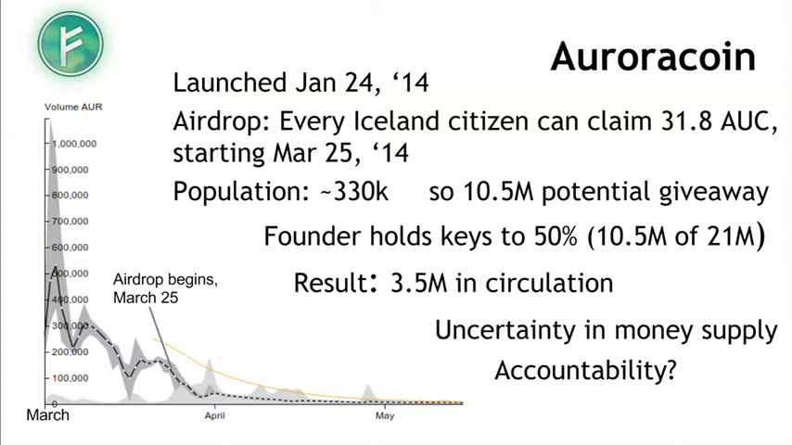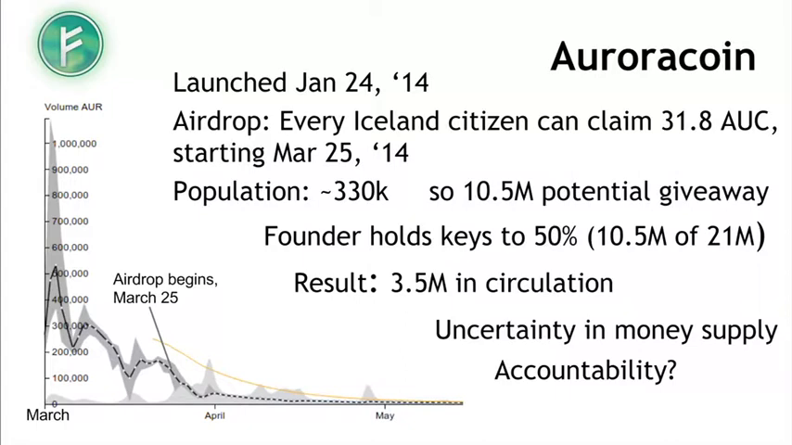Now, what went into this? One explanation is that there's a very high uncertainty about the monetary supply. At the time that the airdrop began, only a very small amount of the currency had been distributed to miners as rewards, and it was very uncertain exactly how many Iceland citizens would actually go through the effort of claiming their Aurora coins. This meant that the relative portion of the monetary supply that any miner would hold would either completely change or not change at all, depending on how many citizens actually claimed the coin.